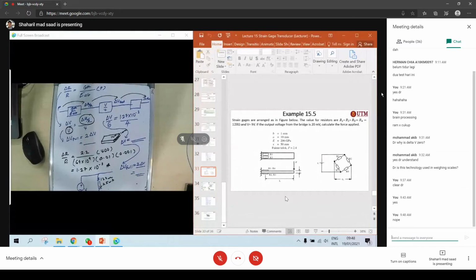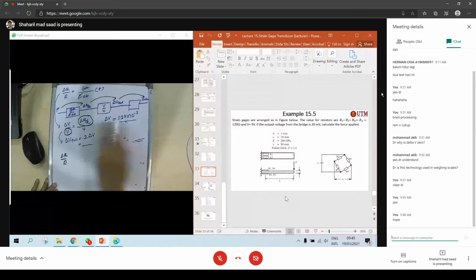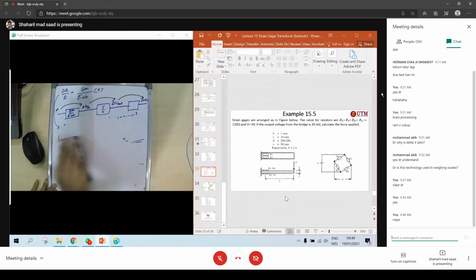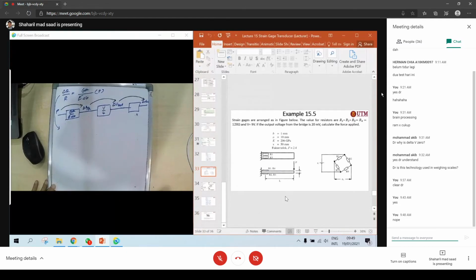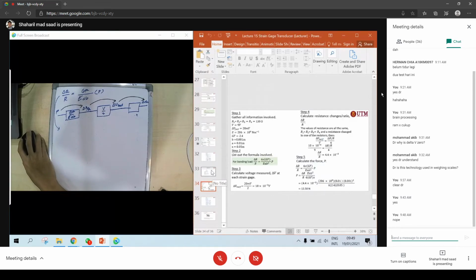Okay. Example 15.5. The same example as 15.3, except this example uses the bending load cell. So how can we know it's a bending load cell? It is because you fix this one and then you press this one. So in this case, I think quite simple. You just need to know the formula for the bending load cell.